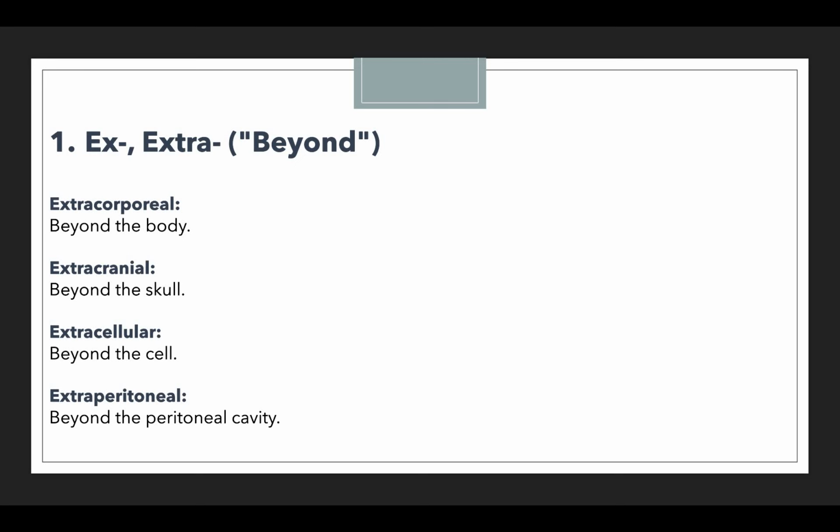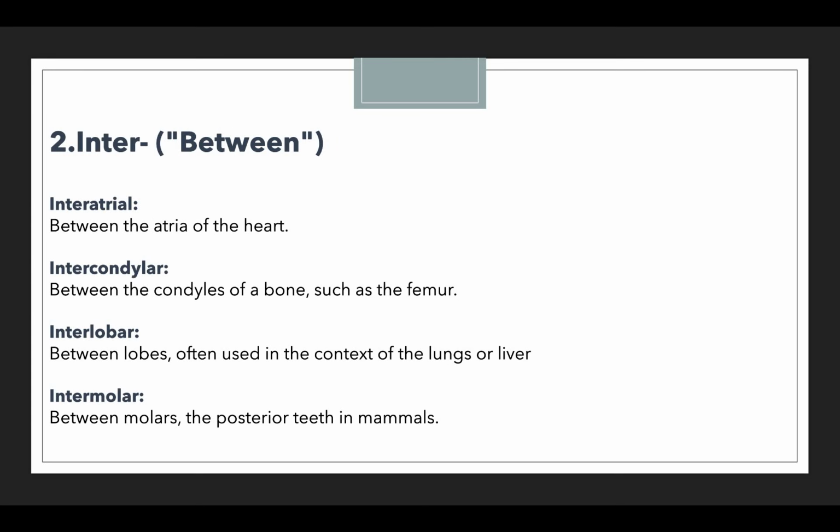Now we will learn about another prefix, which is inter. Inter means between. Whenever you want to showcase something as in between, you will use the prefix inter. Okay, let's see some examples here. First one is interarterial. Interarterial. What does it mean? Between the arteries of the heart. Between the arteries of the heart. Okay, so you can see when we are showing something as between, we are using the prefix inter.